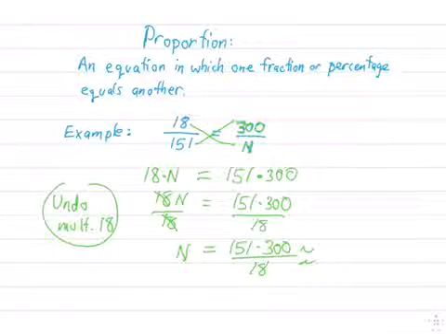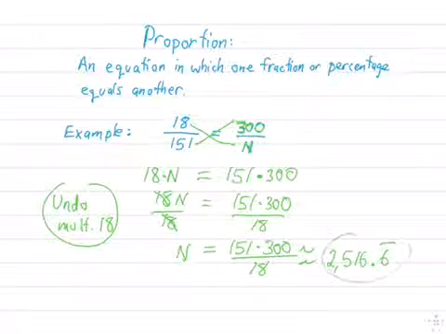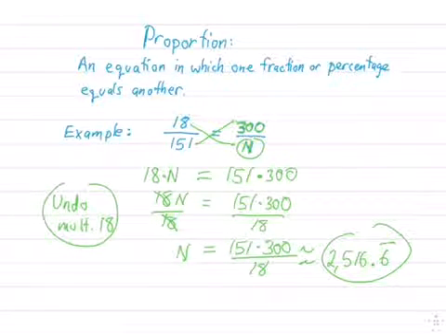And on a calculator, that works out to be approximately 2,500. And if I want to get more exact, there's a repeating 6 on the end of that. And that would be the solution to this proportion for the number n.